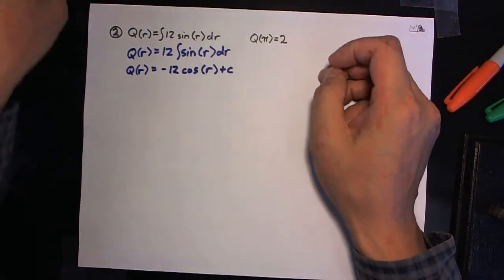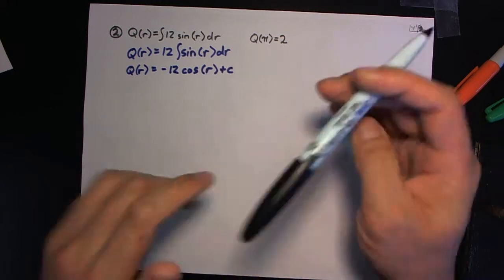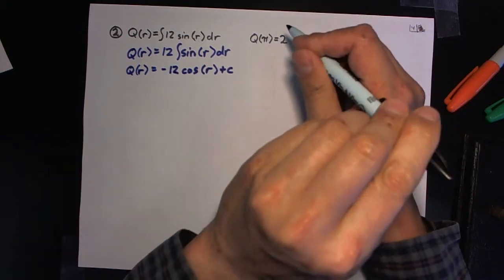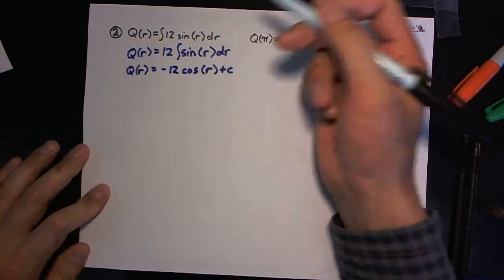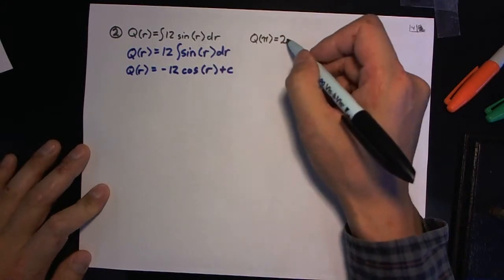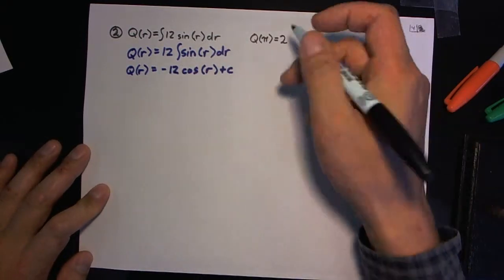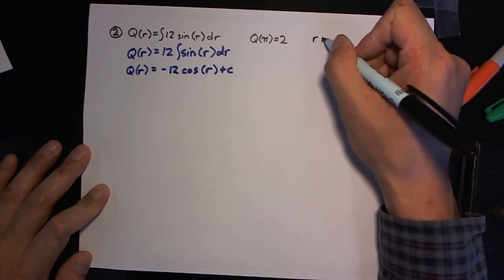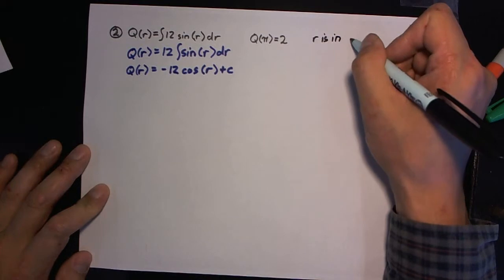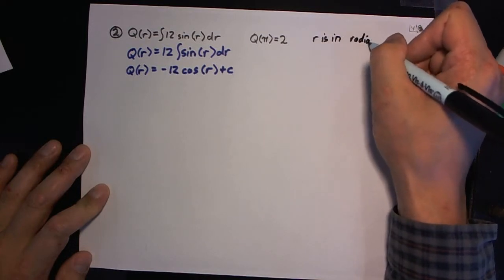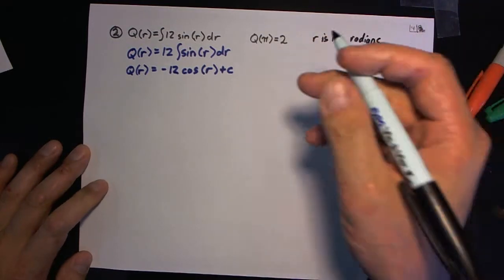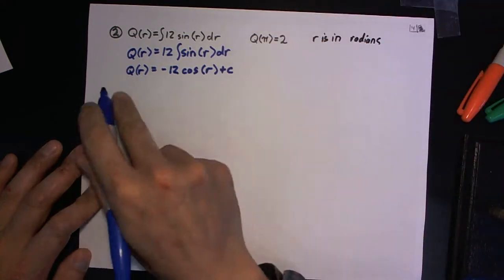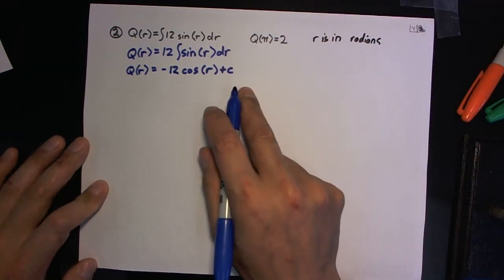Now, actually, there is one little thing I forgot to mention here, and that is that whenever you have a sine function, you have to specify whether it's in degrees or radians. So as part of the original problem statement, I should have said r is in radians. Otherwise, this pi thing doesn't make a whole lot of sense. Okay, so we got our general solution.